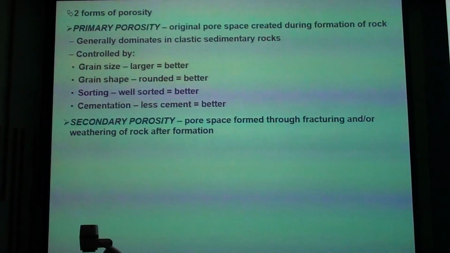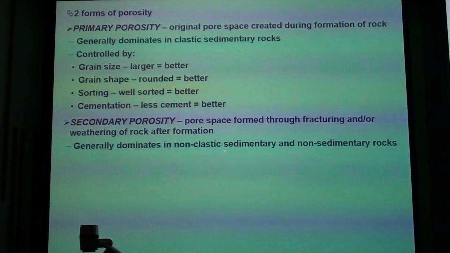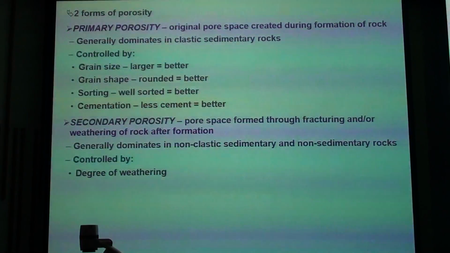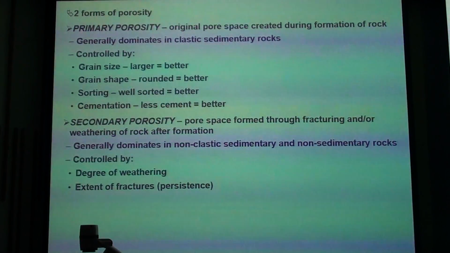It's generally much more important in the crystalline rocks, igneous rocks, metamorphic rocks, because they don't have much or any pore space when they are formed, just because of the nature of how they form, especially the metamorphics. It dominates the non-clastic sedimentary and non-sedimentary rocks. So this is controlled by the degree of weathering, how much weathering has occurred to open up void space, open up fractures or whatever happen to be there. The extent or the persistence of the fractures, whether they extend deep down the ground or a long way laterally. If you haven't got that persistence, you haven't got much space. The spacing, lots of closely spaced fractures, much better than a few widely spaced fractures unless they're really gigantic.